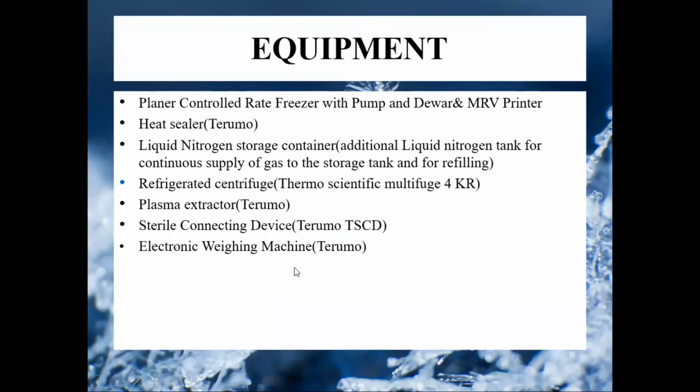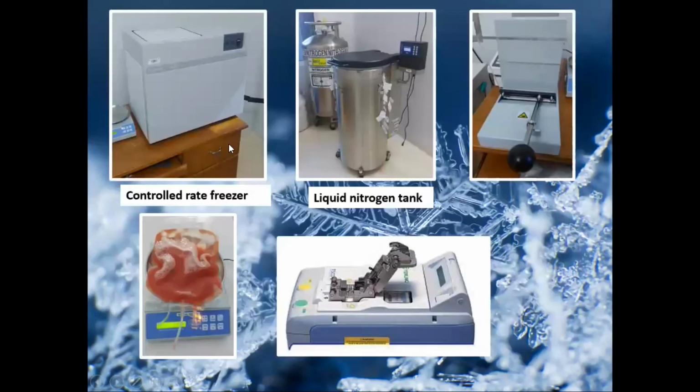So moving on to the equipment which you require for the procedure, this is the controlled rate freezer, which is a standard method where we go into the low temperature at the rate of 1 degree Celsius per minute. This is the liquid nitrogen tank where we keep the cryoprotected stem cells for storage.